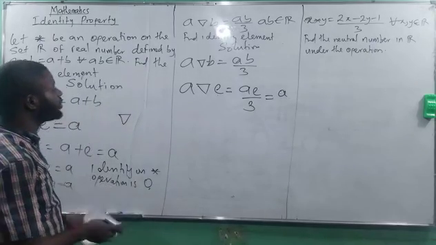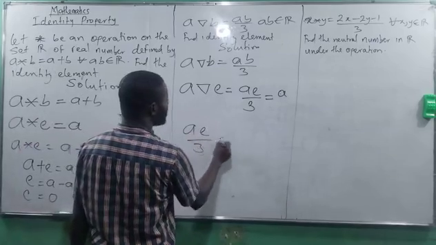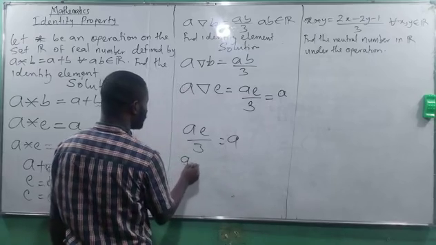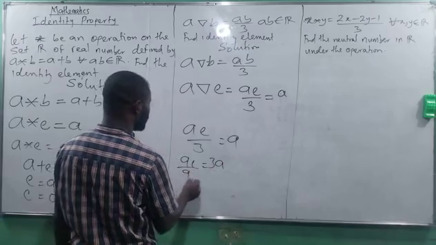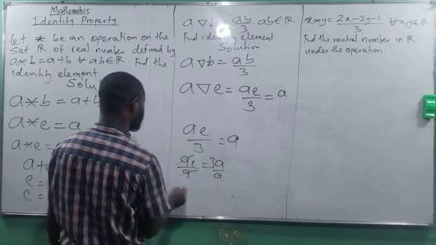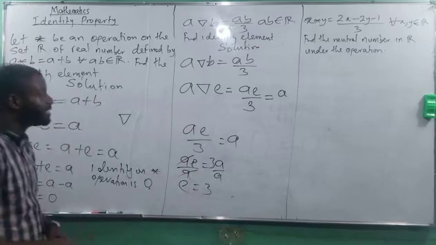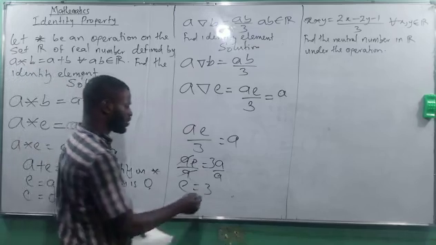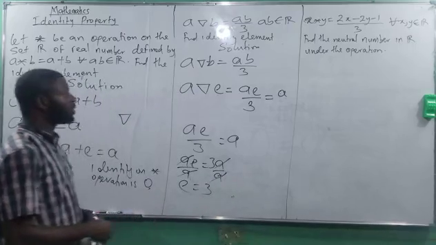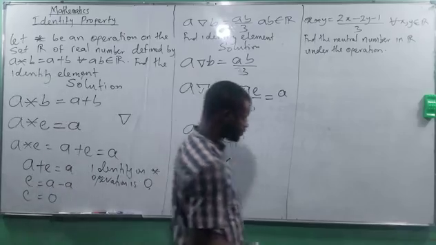Now, since I know this, it means AE over 3 equals A, and AE will be equal to 3A. Divide both sides by A. This will cancel, so my E will be equal to 3. It means my identity element is equal to 3. My E equals 3. That is all.